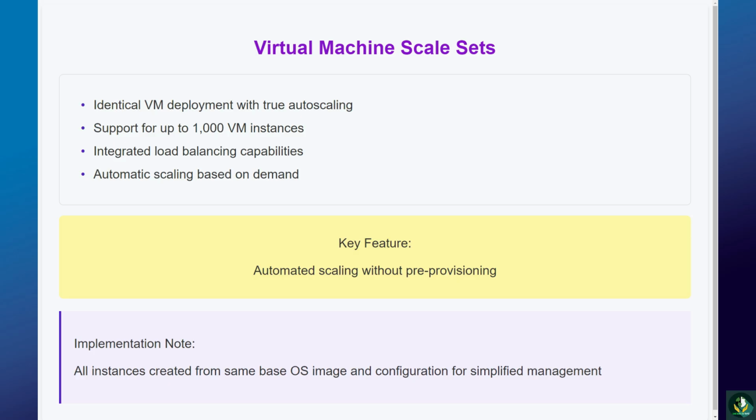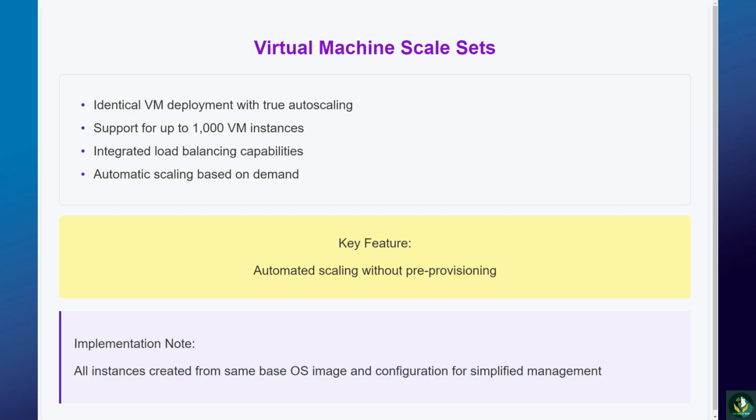Fault tolerance. Scale sets automatically distribute VM instances across fault domains. If one instance experiences problems, others continue serving requests. This built-in redundancy ensures high availability for your applications.